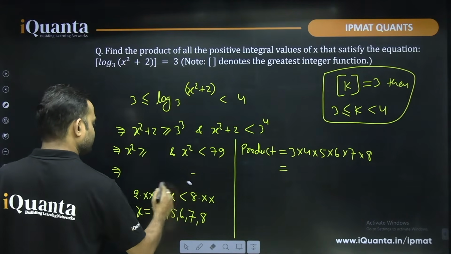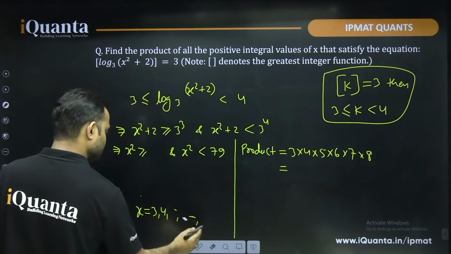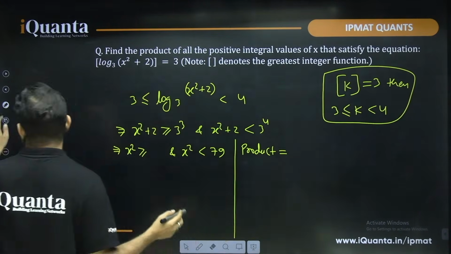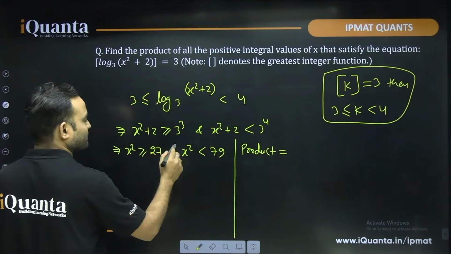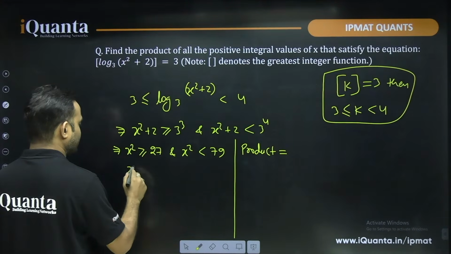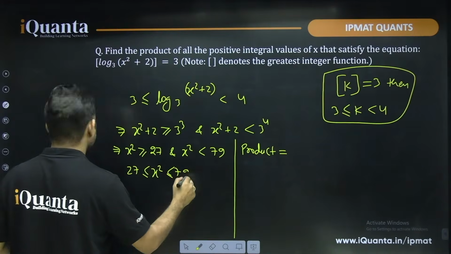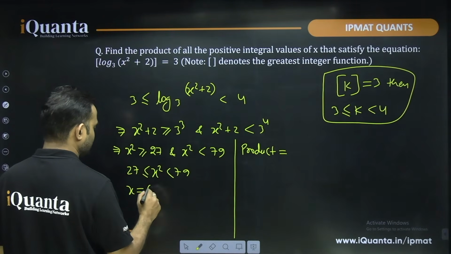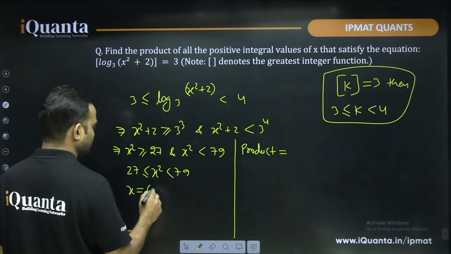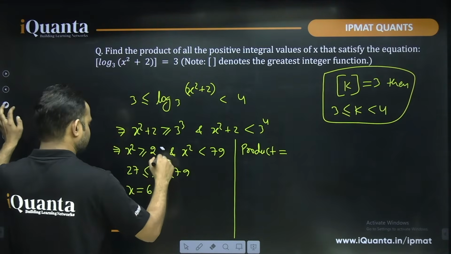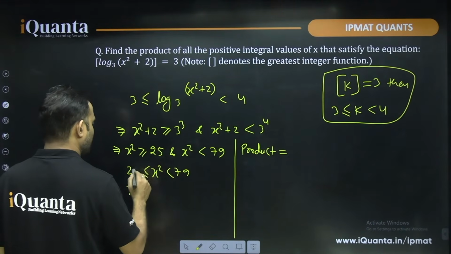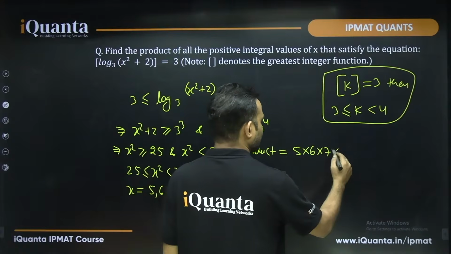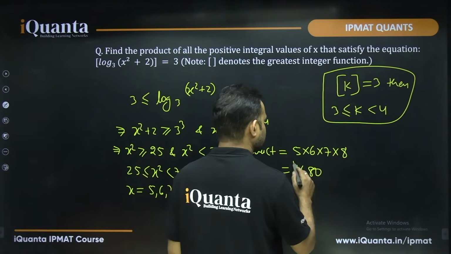Big mistakes are happening today. Sorry guys, sorry for the fumble. Okay, so this should be greater than 25 and less than 81, right? So 27 less than or equal to x square, less than 79. So x will be at least 6, right? 6 will be there. 25, so 5, 6, 7, 8. So the product will be 5 into 6 into 7 into 8. So 1680. Yes, that's the correct answer.